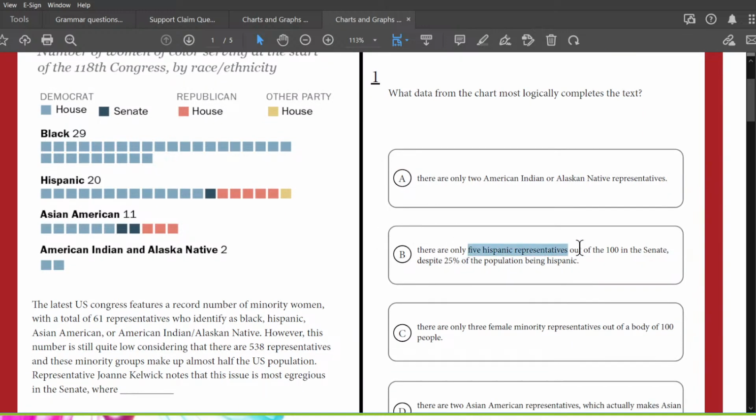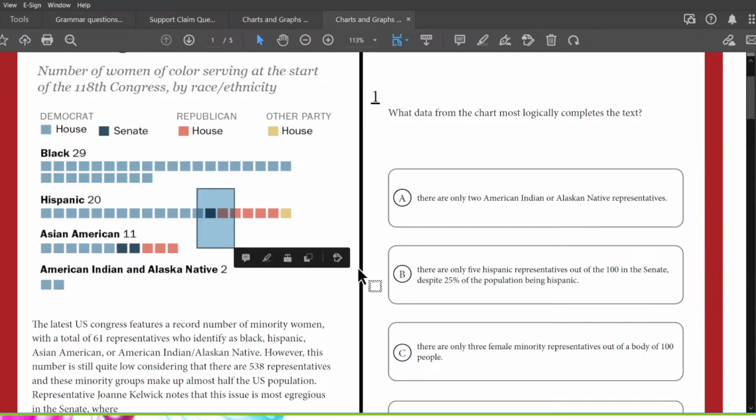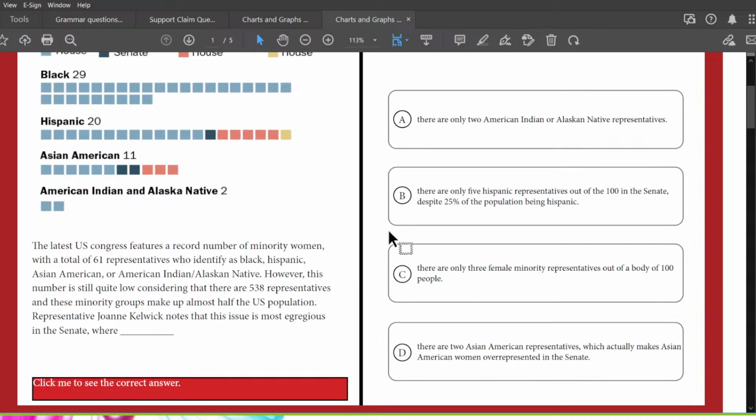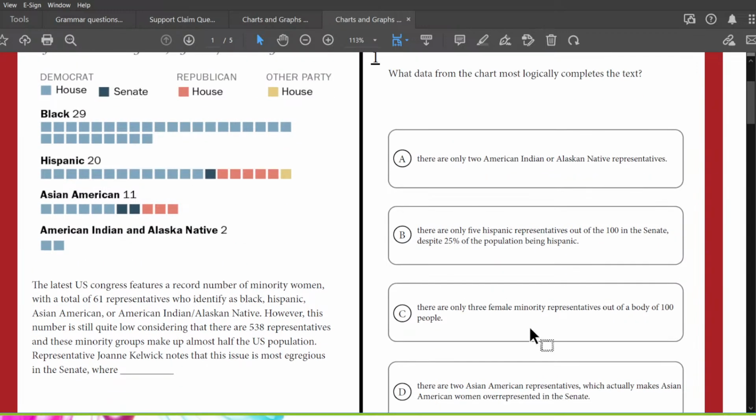Five Hispanic representatives out of 100, despite 25%. Okay, so the point is there should be more. Is that true, that there are only 5 out of 100 in the Senate? Well, right here I have 5 red dots in the Hispanic section. That seems like that could be right. But then this is actually saying there's 20 Hispanic representatives altogether. There's only 1 in the Senate, only 1 of those dark dots. There are no other Senate dots or squares. So that brings us to C.